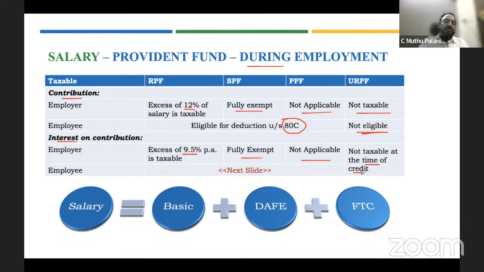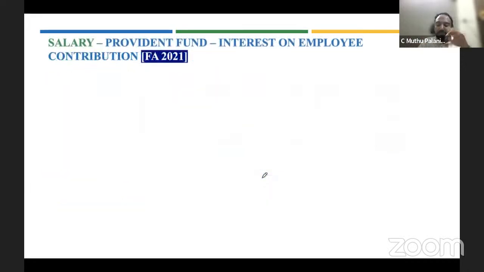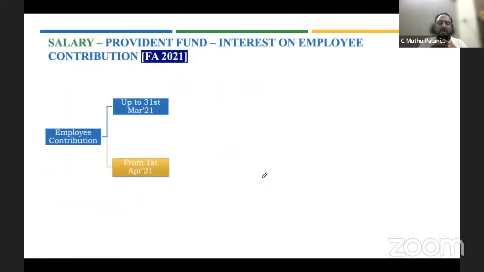So these are the situations, right? But if the employee is contributing to these funds, that is interest on the employee's contribution. First we saw contribution alone. Now we are seeing interest. In interest, we have already discussed the contribution from the employer. Now we are going to understand the contribution from the employee, that is, interest on the employee's contribution. So this was an amendment in Finance Act 2021.